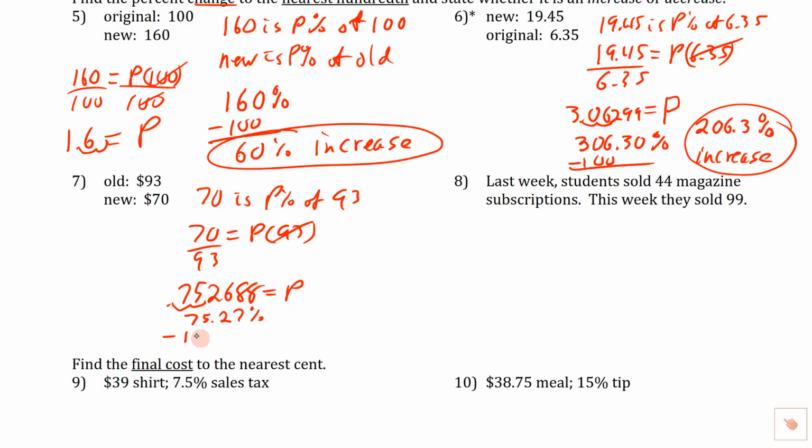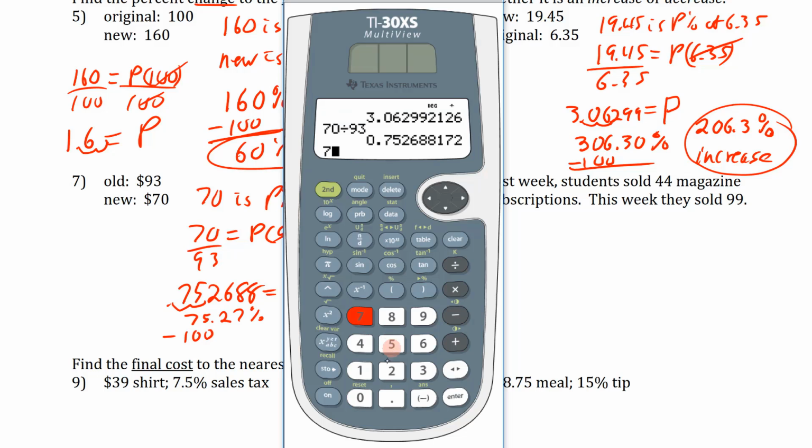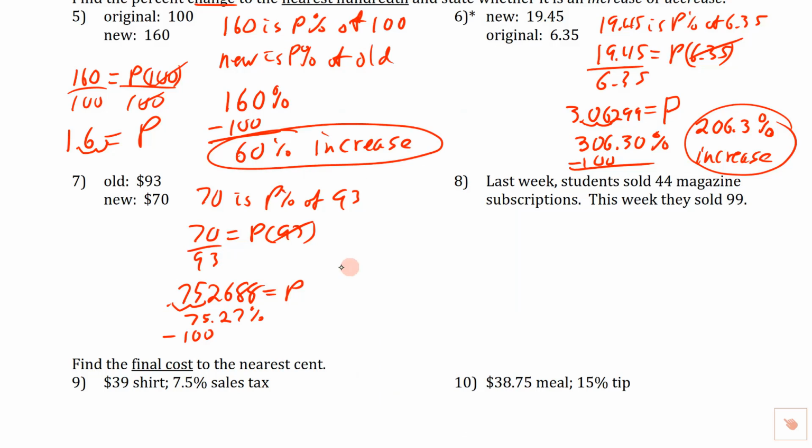Always subtract, so we're going to subtract 100%. So I'm going to grab the calculator and do this. 75.27 minus 100. Let's see what we got here. Minus 24.73. So negative 24.73. And remember, that's a percent. So what that means is it went down that many percent.